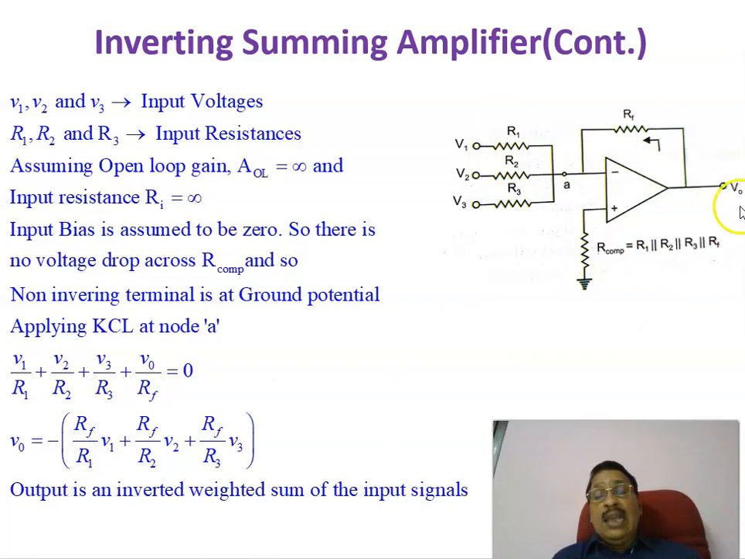That means the output voltage is an inverted weighted sum of the input voltages. It is a weighted sum because Rf by R1, Rf by R2, Rf by R3 are the weights, and summation is there, and an inversion is there. That is why the output is an inverted weighted sum of the input voltages.